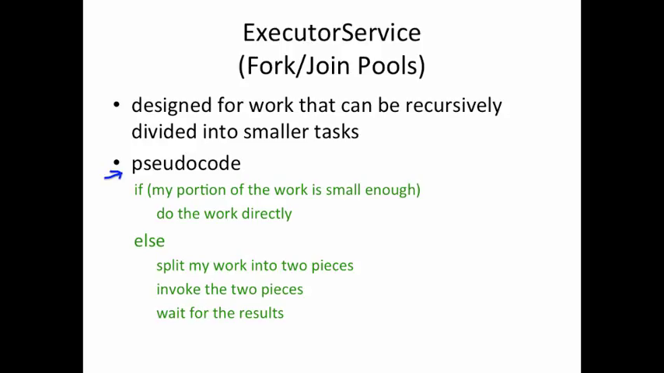So hopefully you think of something like sort here. For example, quick sort, you might say, if my portion of the work is small enough, so if the array is small enough, I simply maybe use selection sort to sort it. Else, I split or partition my array into two pieces, then create two subtasks that will sort the two partitions, and then wait for the results. So this is the general form of the task, although it doesn't have to be that you split it into two pieces. It could be into n pieces, and then we could invoke it on the n pieces.